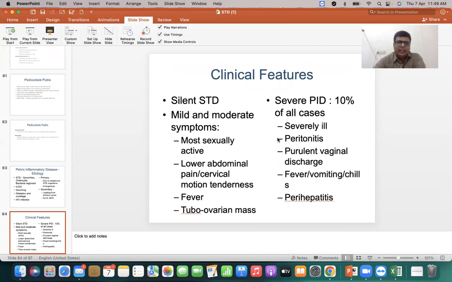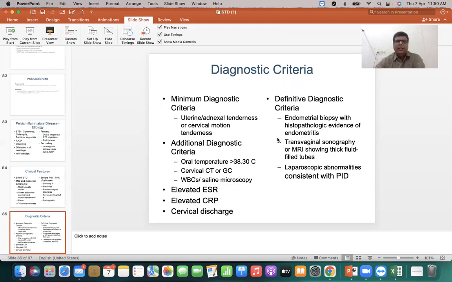There can be silent PID or severe PID. In silent PID, there are mild and moderate symptoms in most sexually active males or females. In sexually active females, there is lower abdominal pain, cervical motion tenderness, fever, and a pelvic or ovarian mass. In severe cases, there is peritonitis, purulent vaginal discharge, fever, vomiting, chills, and perihepatitis.